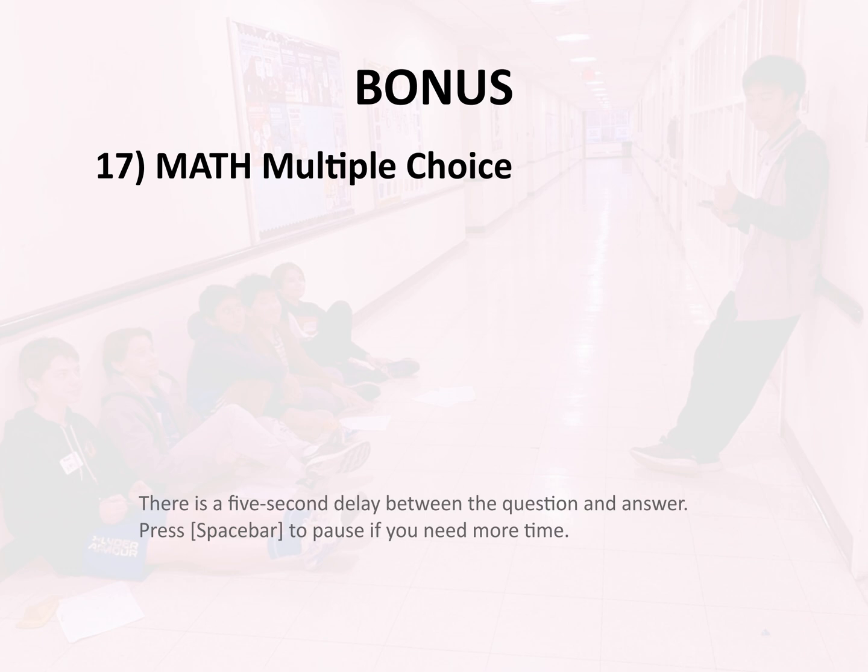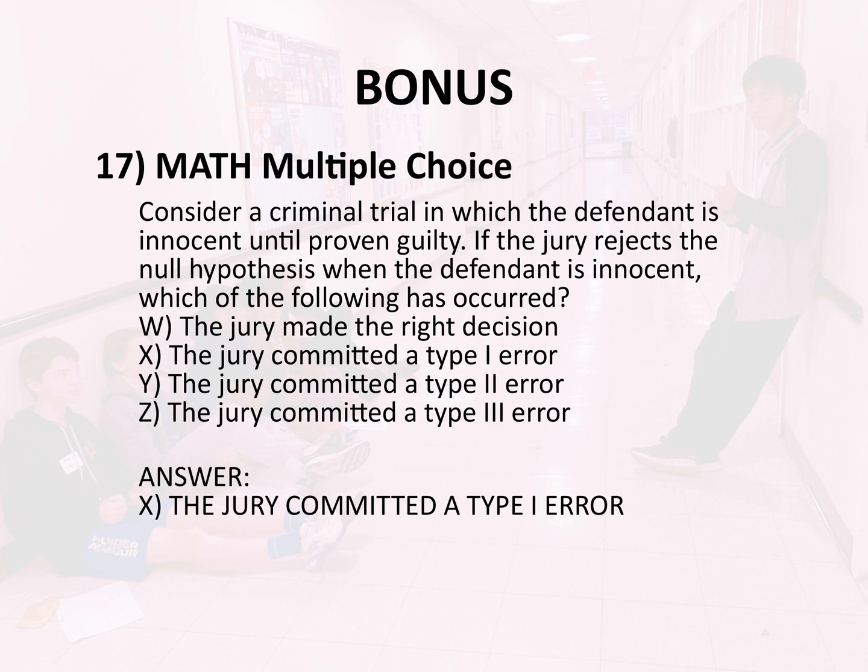Bonus 17. Math. Multiple choice. Consider a criminal trial in which the defendant is innocent until proven guilty. If the jury rejects the null hypothesis when the defendant is innocent, which of the following has occurred? W. The jury made the right decision. X. The jury committed a type 1 error. Y. The jury committed a type 2 error. Z. The jury committed a type 3 error. Answer. X. The jury committed a type 1 error.